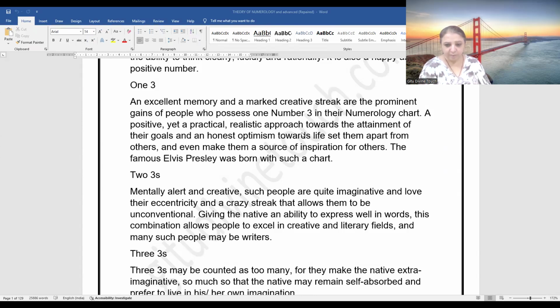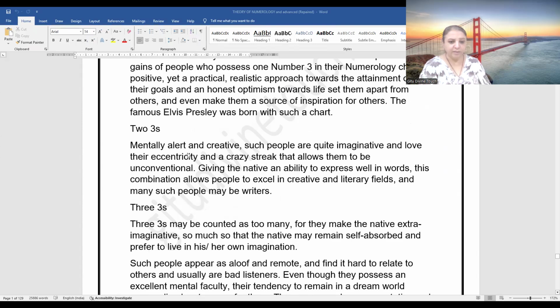There's a realistic approach towards life and they can reach their goal. Honest people and their honest optimism towards life even make them a source of inspiration for others. Mentally alert and creative when 2 3s are there.